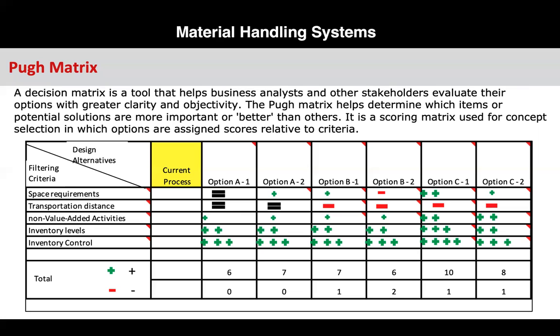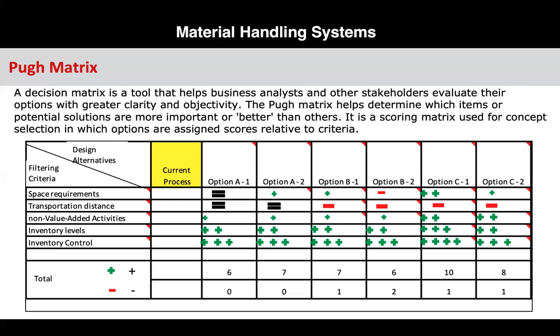If it's equal to the current process, it just gets an equal. If it's better than the current process, it gets a plus. And you can go up to, well, I've got to put the 4 on here, but you can set the rules any way you want to, how many pluses and how many minuses you can have. Okay. Then you go through and total it up.